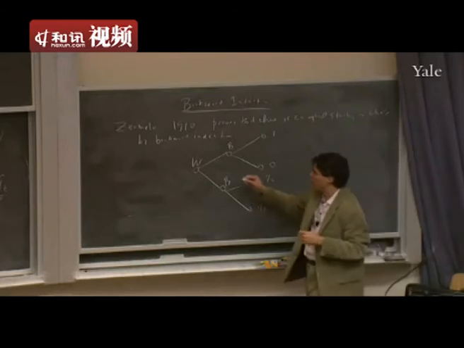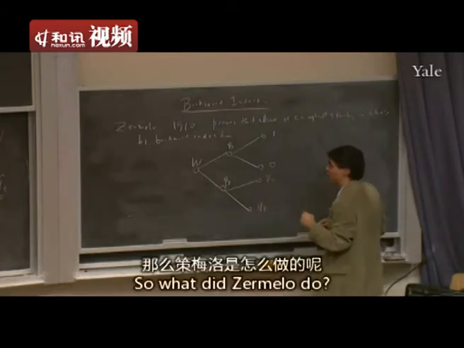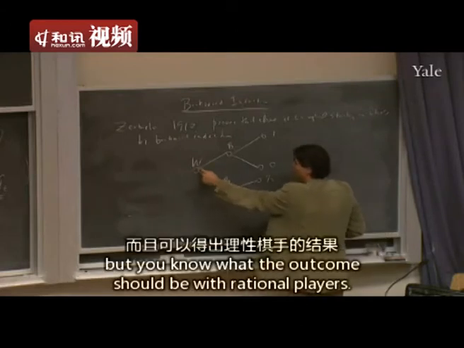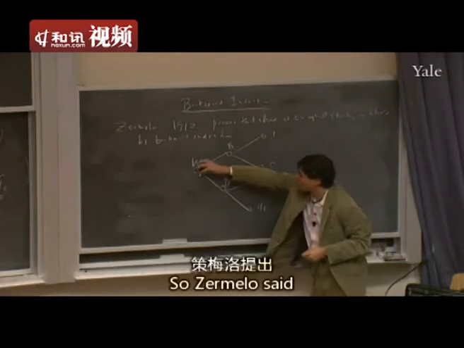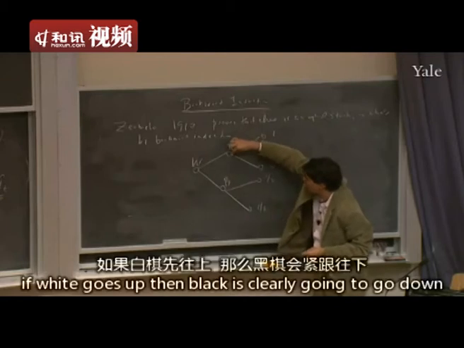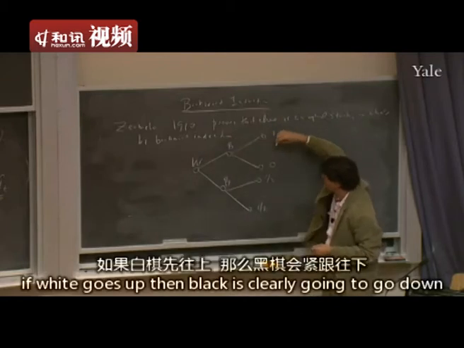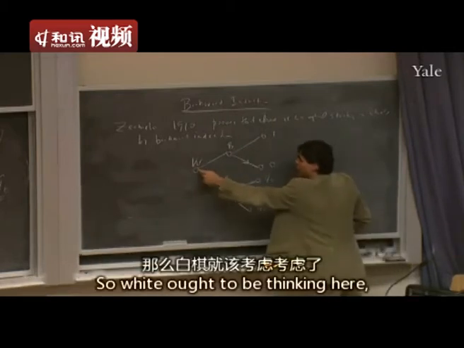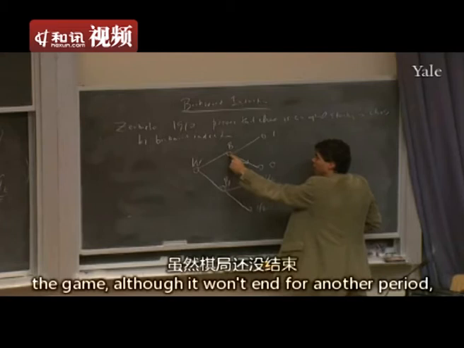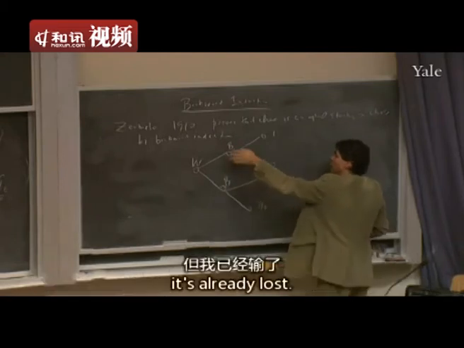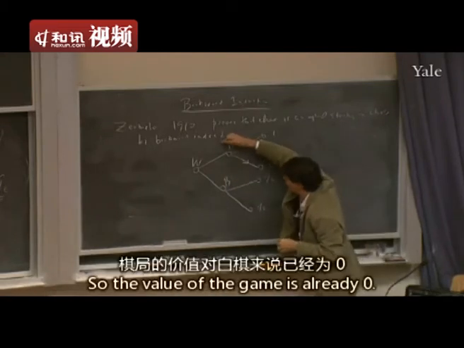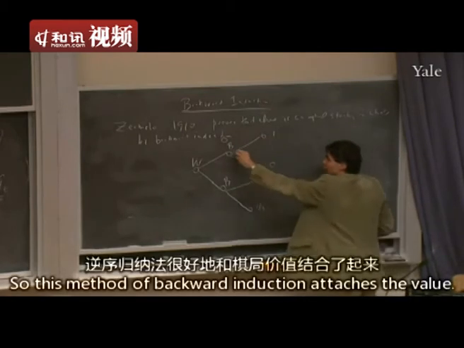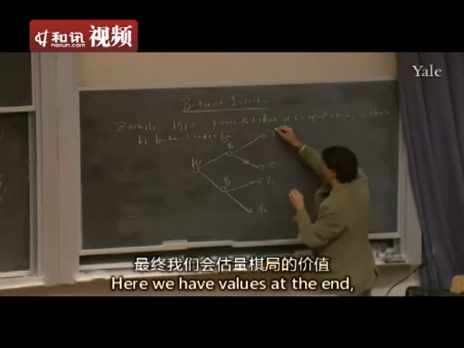So clearly, so what did Zermelo do? He said not only is there an optimal strategy, but you know what the outcome should be with rational players. So Zermelo said, if white goes up, okay, then black is clearly going to go down and win the game. So white ought to be thinking here, if I go up, the game, although it won't end for another period, it's already lost. So the value of the game is already 0. Okay, so this method of backward induction attaches the value. Here we have values at the end.